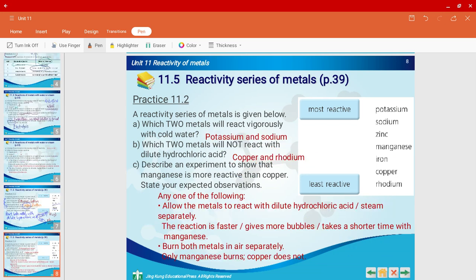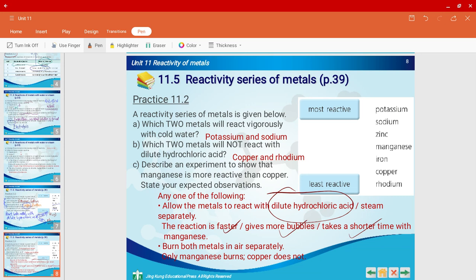Okay, but let's have a look at the answer. Similar to what I mentioned, allow the metals to react with either hydrochloric acid or steam. Because copper is unable to react with water or steam, you can do the same thing. And the observations are over here. The reaction is faster. That's one. You can also mention it gives more gas bubbles because hydrogen gas is formed. It takes a shorter time to complete the reaction with manganese. That's also okay. You can also mention another type.